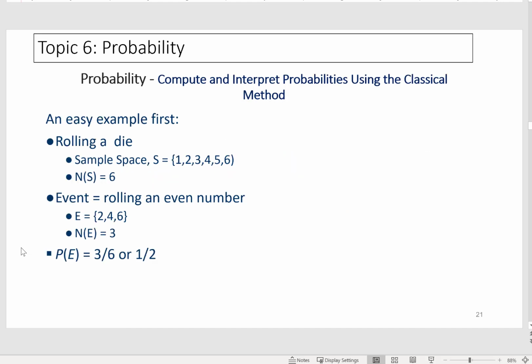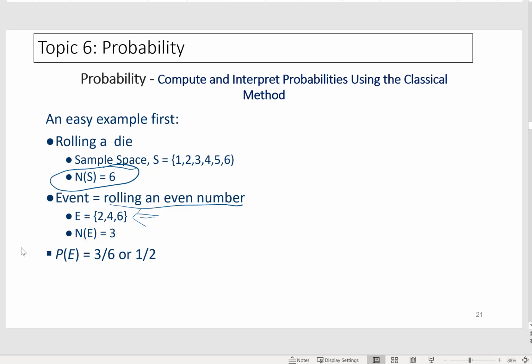So let's look at rolling a die. We know that we can roll a 1, 2, 3, 4, 5, 6. There are 6 possible outcomes. So the number in our sample space, this is how we write it up, is 6. Now let's look at the event of rolling an even number. In that event, I could roll a 2, 4, or a 6. That means that the number in my event E is 3.